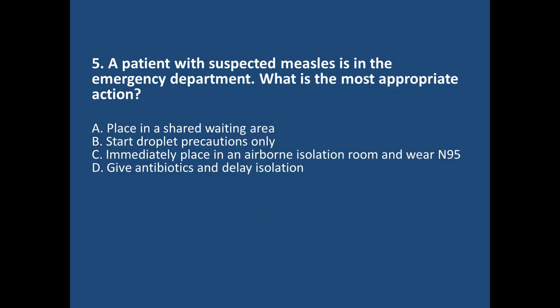Question number 5. A patient with suspected measles is in the emergency department. What is the most important action? A. Place in a shared waiting area. B. Start droplet precautions only. C. Immediately place in an airborne isolation room and wear N95. And D. Give antibiotics and delay isolation.